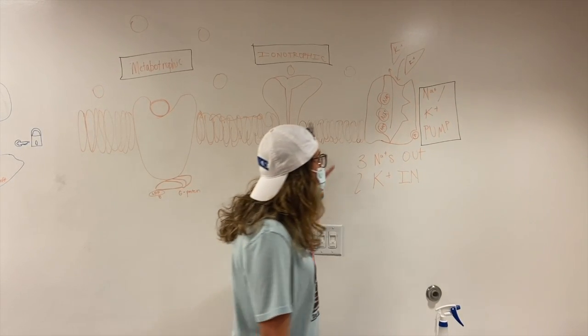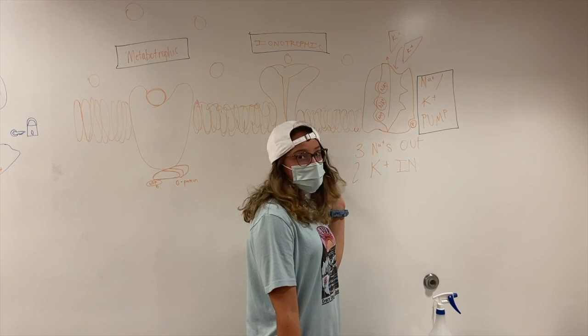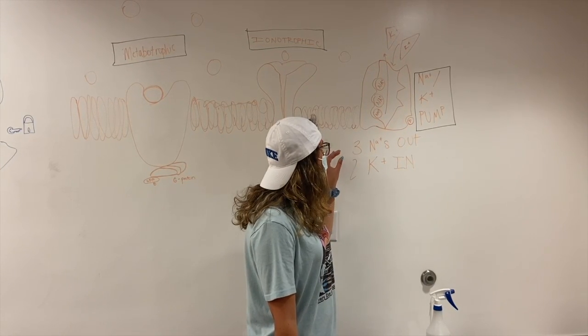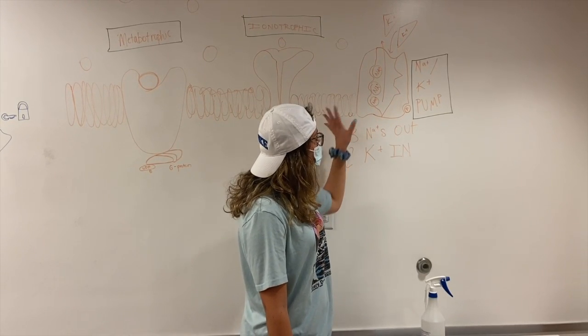And then, one of the most important things in the cell membrane, the sodium-potassium pump. This is going to pump 3 Na plus out of the cell and 2 potassiums into the cell.